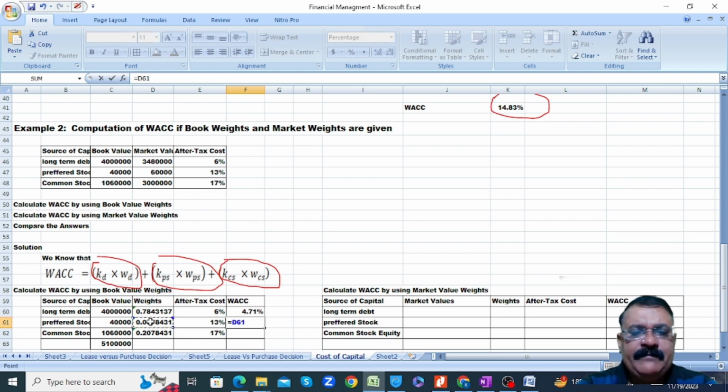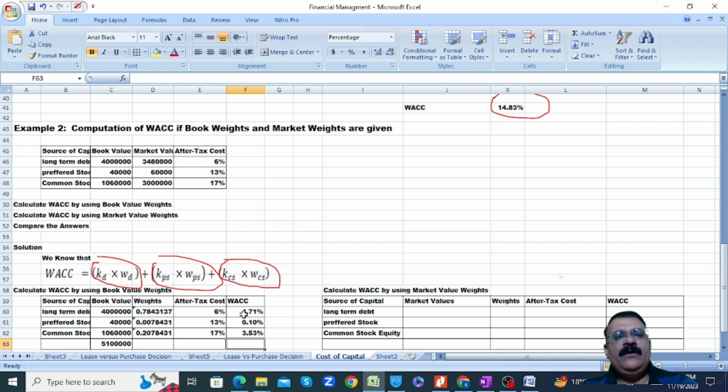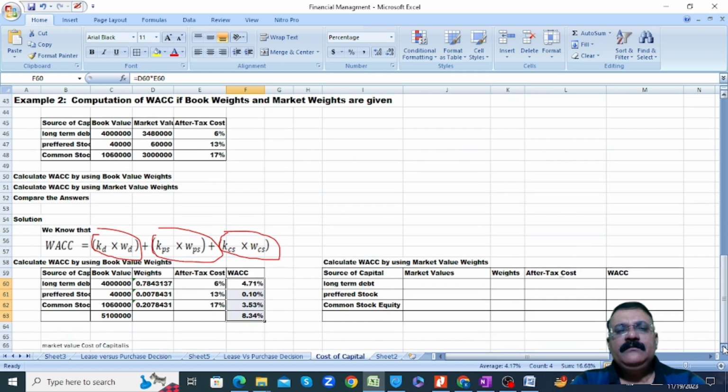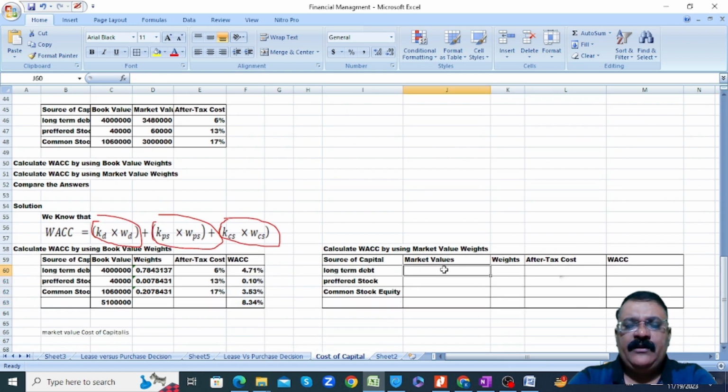the third weight of equity, common stock, multiplied by cost of common stock. Now we will make a sum of these costs. It is 8.3%. 8.34% is the weighted average cost of capital if we have computed through book value weights. Now let's see, we compute these values through market value weights.